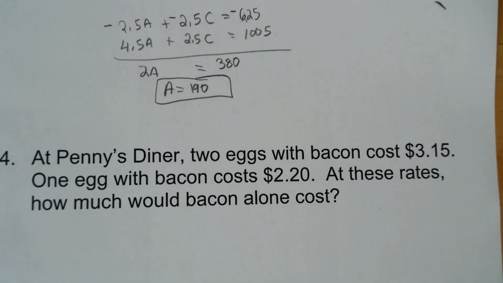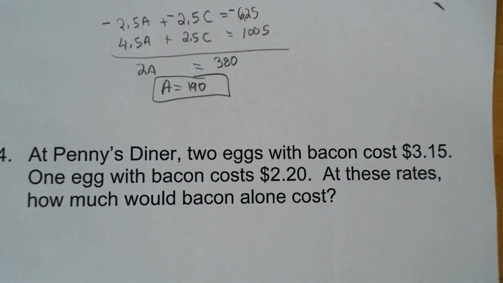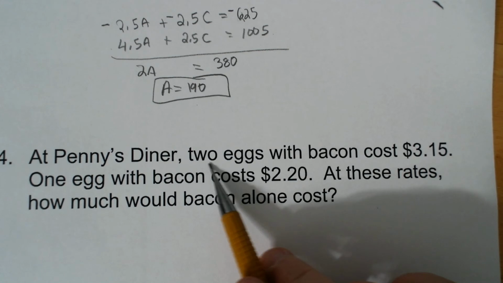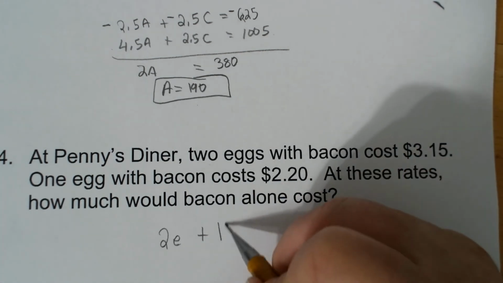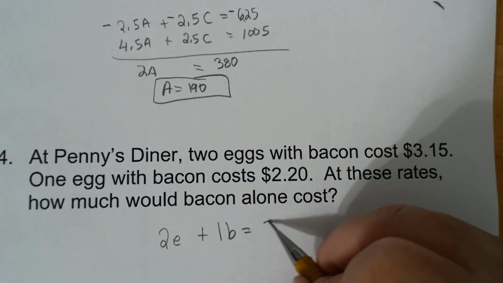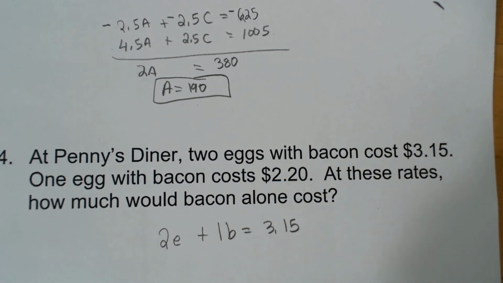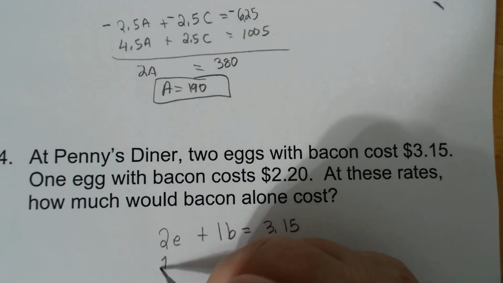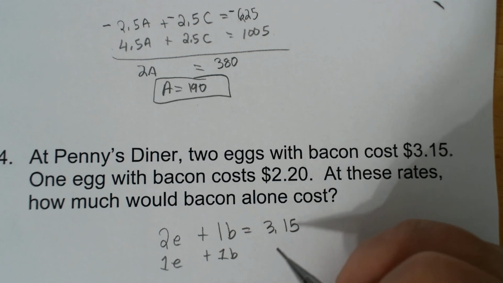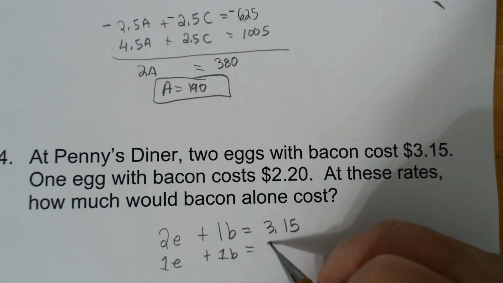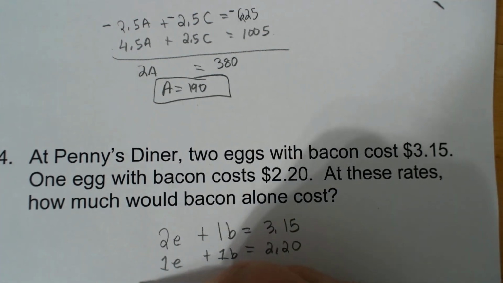Okay. Penny's Diner, 2 eggs with bacon costs $3.15. 1 egg with bacon costs $2.20. At these rates, how much would the bacon alone cost? So do a sentence at a time. 2 eggs plus 1 bacon equals 315. 1 egg plus 1 bacon equals 220.